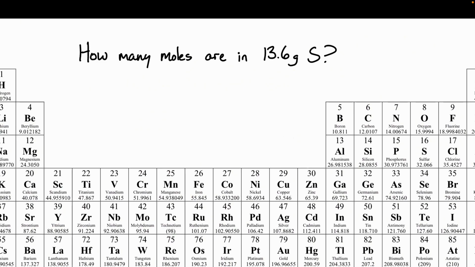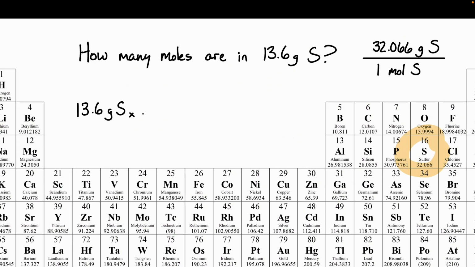So I got to go find sulfur on my periodic table, right? That 32.066. This is telling me that there's 32.066 grams of sulfur in 1 mole of sulfur. All right, that's my molar mass information. So then I'm going to start my problem with my 13.6 grams of sulfur. And am I going to multiply or divide by that molar mass? Am I going to keep it as it is or flip it? I got to flip it so that my grams will cancel out, right?